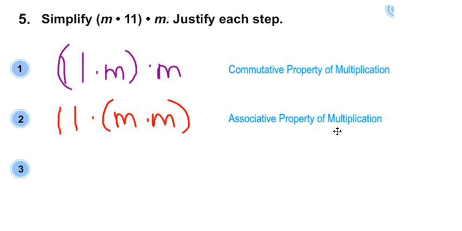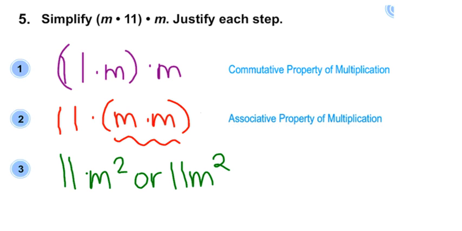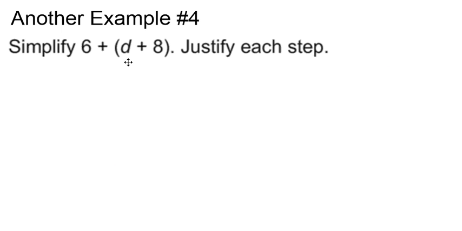So now that I have that, now I can multiply my m times m, and I'm going to get 11 times m squared, or just 11m squared, okay? And that's it for simplifying that. I'm just going to do two more examples for you just so that you can see some more examples. All right, simplify this strategy right here.